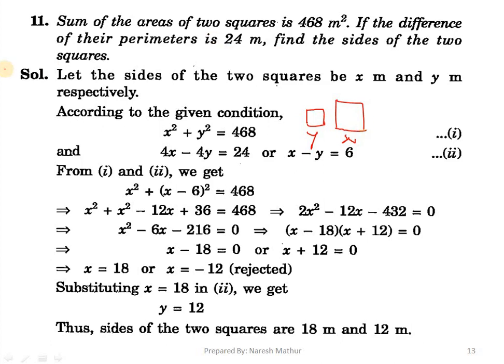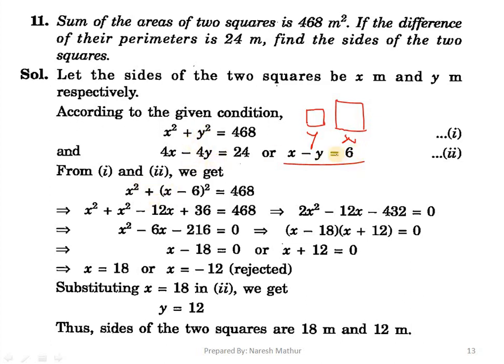So we can write the sum of the areas of the squares as x square plus y square equals 468, and the difference of their perimeters. The perimeter of a square is always 4 into side. So the perimeter of the larger square will be 4x, and the perimeter of the smaller square is 4y. 4x minus 4y equals 24. Taking 4 as common, we have x minus y equals 6.